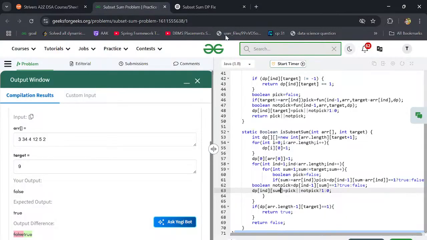I mean, for true or false, why do we need to store this also? Yeah, that's common sense, right? Yeah, definitely. If it's false, it will.